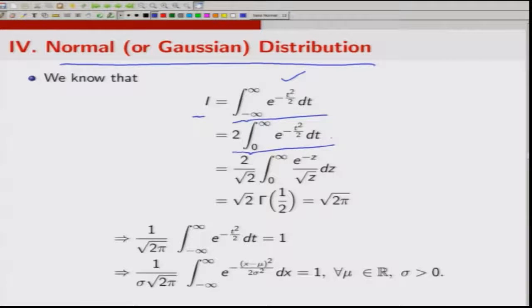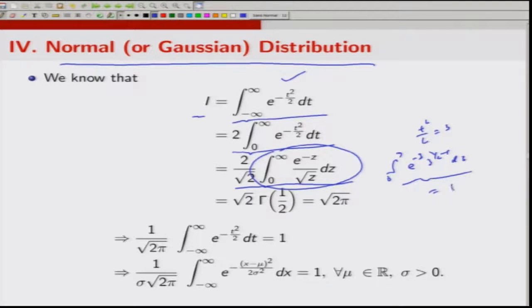Now what I do is I put t square by 2 as z, then t dt becomes dz, it becomes e to the power minus z, and then it turns out to be this. But this quantity is nothing but the integral from 0 to infinity of e to the power minus z, z to the power half minus 1 dz, which is nothing but gamma half. So this turns out to be root 2 gamma half, which turns out to be root 2 pi.